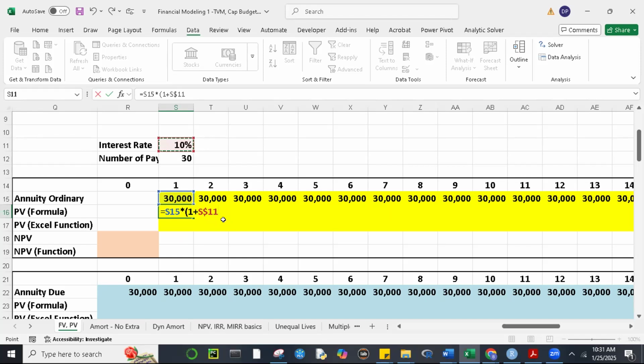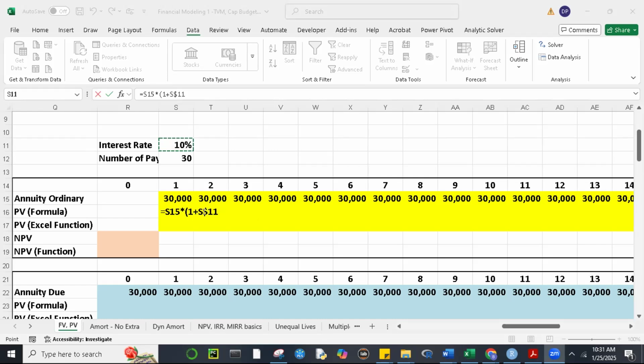What do you think, class? Is $11 correct also? So what's fixed there? Okay. 11, yeah, 11 is fixed, right? Row 11 is fixed. Okay, so I'm going to copy it to the right. Okay, what will happen, class?